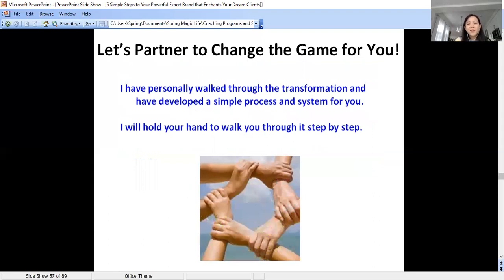Let's partner. I really love the partnership, a strategic partnership to change the game for you. I thank you so much for listening to the previous slides and the teaching so far. I want to really personally walk with you, because I have already personally walked through all the transformation earlier than you, and I have developed a simple process and system for you. All those 5 mistakes, all the biggest challenges, I had all of them.